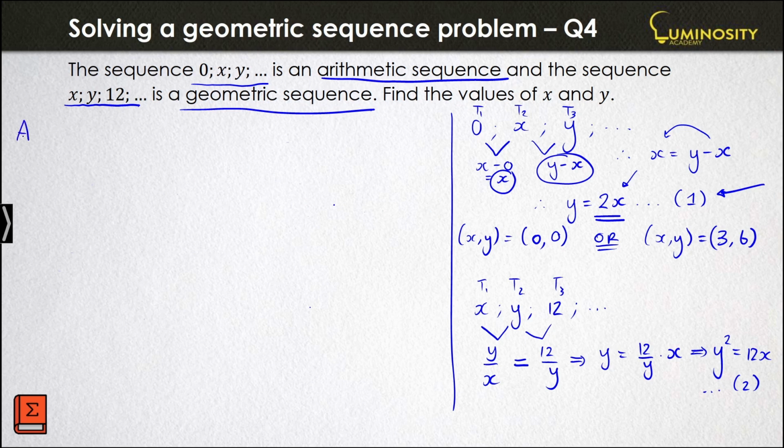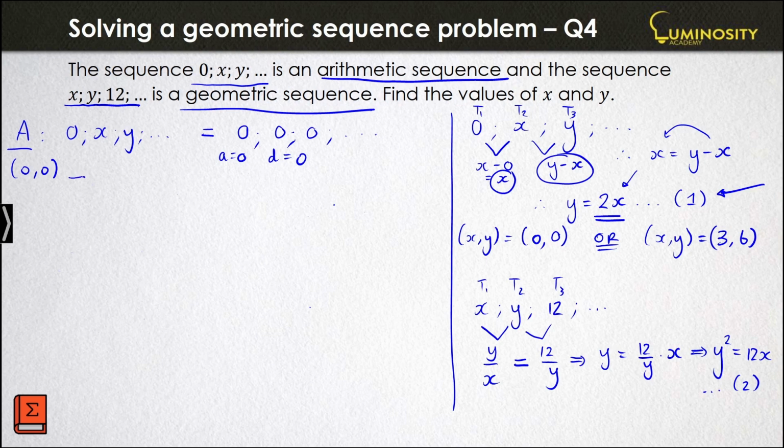For the arithmetic sequence, it's 0, x, y. If I put the pair 0, 0 here, this is going to be equivalent to 0, 0, 0, and so on. So this looks like a rather boring sequence. It's just a list of zeros. But this is an arithmetic sequence because the first term a is 0 and the common difference is 0, because you're not adding anything on. So that is an arithmetic sequence still, but just a rather boring one.